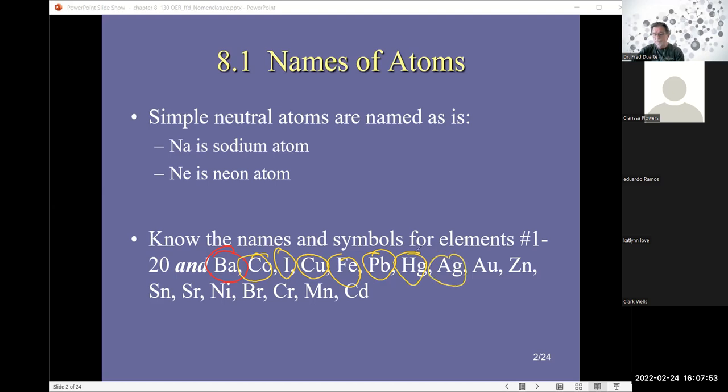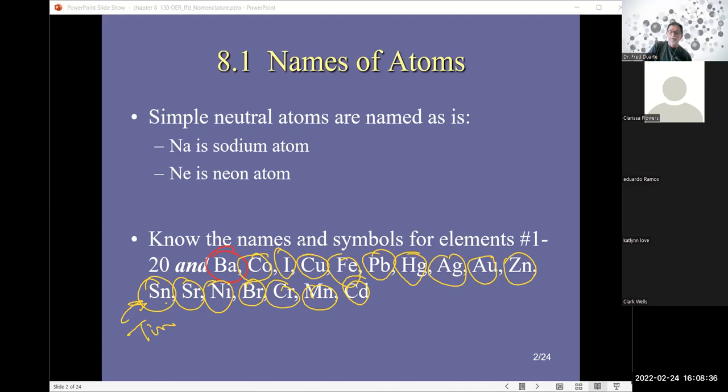The two get mixed up, if you think about that, right? Au is gold, which gets mixed up with silver as far as the symbol is concerned. And then we got zinc, stannous. This morning, when you brush your teeth, you're using the fluorinated toothpaste. You were probably brushing with stannous fluoride, or it could have been potassium fluoride, but stannous, another name for Sn, stannous is tin. So you can use either stannous or tin. Strontium, and we got nickel, bromine, chromium, manganese, and Cd, which is cadmium.